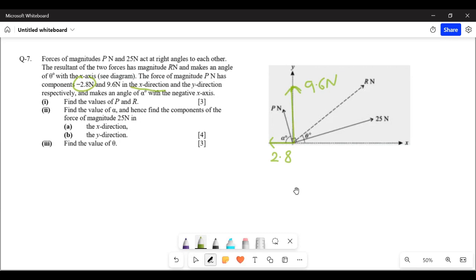All right. Now for P, you already have its vertical component and its horizontal component. So just apply Pythagoras on that. P equals the square root of 2.8 squared plus 9.6 squared, which gives exactly 10 Newtons.